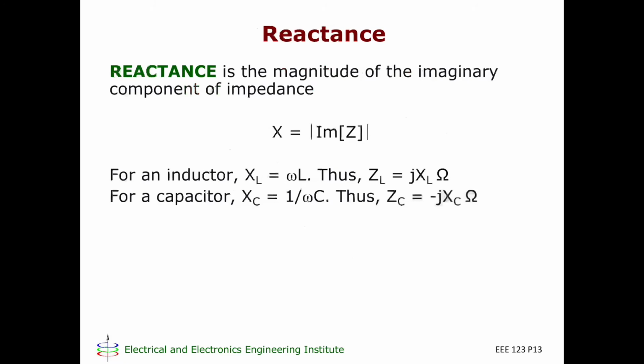Reactance is the magnitude of the imaginary component of impedance. So if we just get the magnitude of the imaginary component of the impedance of an inductor, that would be omega L. And if we get the magnitude of the imaginary component of the impedance of a capacitor, that would be 1 over omega C. Note that if you want to convert reactance to impedance, for an inductor, you have to multiply that by j, but for a capacitor, you have to multiply it by minus j.